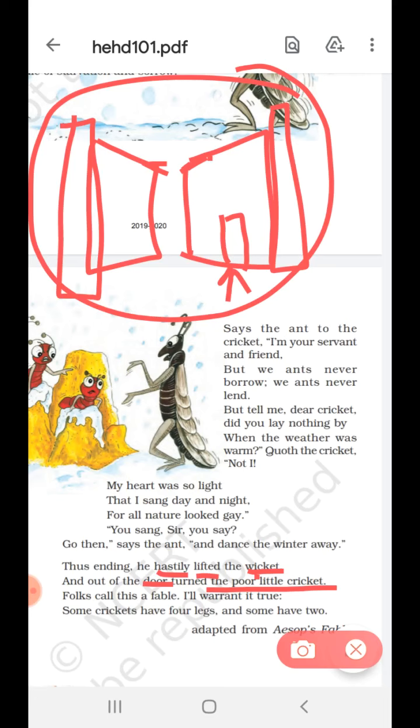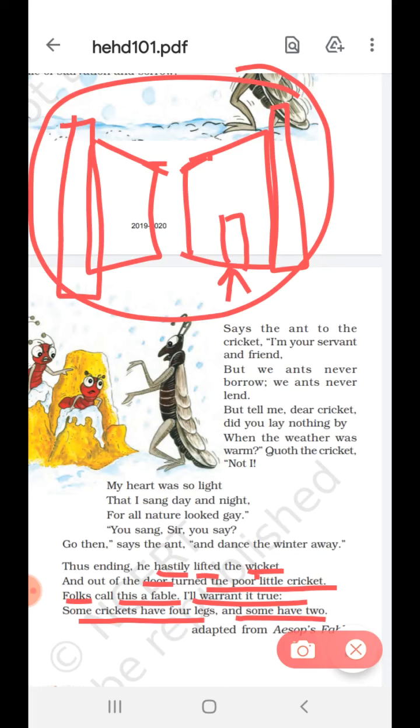So people, false means people. People call this a fable. I'll warrant it true. Some crickets have 4 legs and some have 2. So here the poet says that people think of this story as a fable. Fable means an imaginary story which ends up with a moral. But he feels it could really have happened.